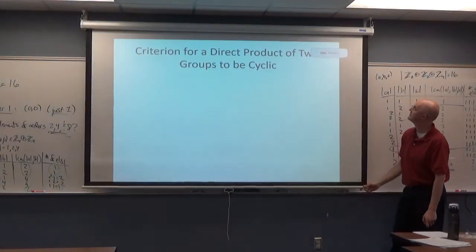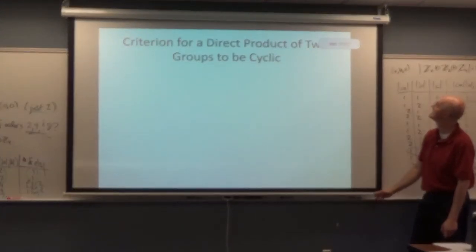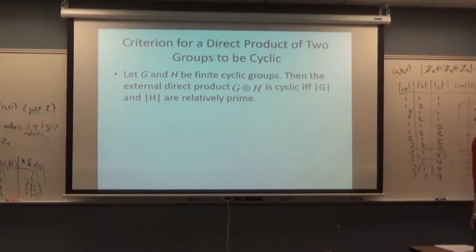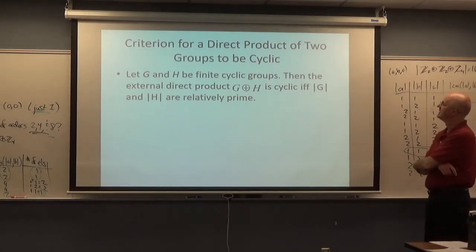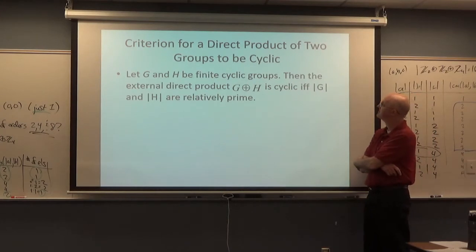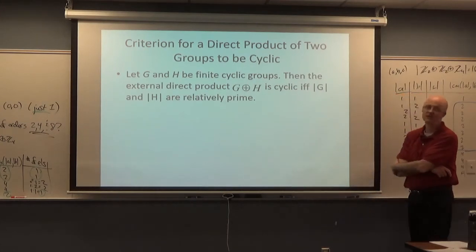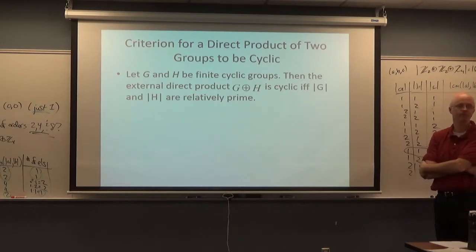Okay. Here's a criterion for the external direct product of 2 groups to be cyclic. Let G and H be finite cyclic groups. Then the external direct product of G with H is cyclic if and only if the orders of G and H are relatively prime. The external direct product of Z2 with Z3 was cyclic. It was isomorphic to Z6. 2 and 3 are relatively prime.